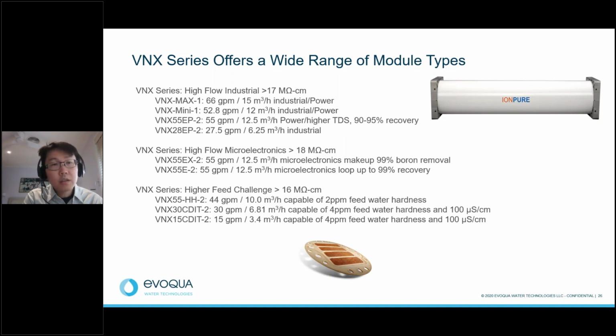For our VNX series, there are three kinds. There is one that is the high flow industrial, for up to 17 megohm water. And then we also have another series that is for high flow microelectronics, up to 18 megohm water, that is capable of up to 99% recovery and also up to 99% boron removal. We also have another VNX series that is the higher feed challenge, so it can still make very good quality water at very poor feed conditions. So if the feed water has 2 to 4 ppm of feed water hardness and up to 100 microsiemens feed conductivity, it can still make very good water.